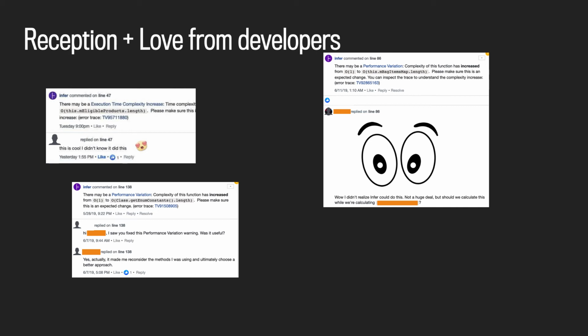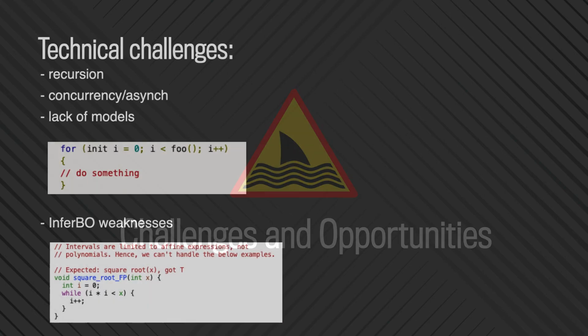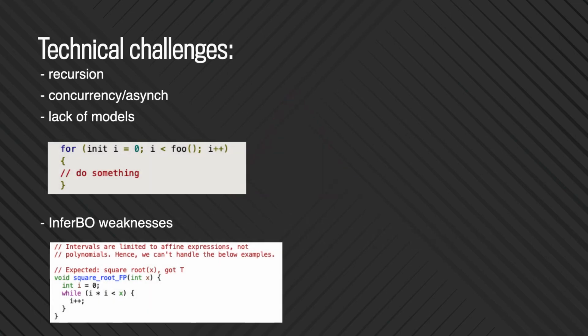Next, let me dive into a few challenges and opportunities to improve things. So first of all, some technical challenges. First things first, there are some things that we do not handle, like recursion, which we believe doesn't occur very often in conventional code bases. Might be surprising, but true. Secondly, we assume a sequential model, so we do not take any concurrency into account. This is a limitation of our analysis, but a future opportunity to make things better.